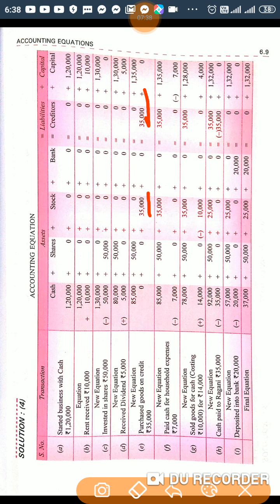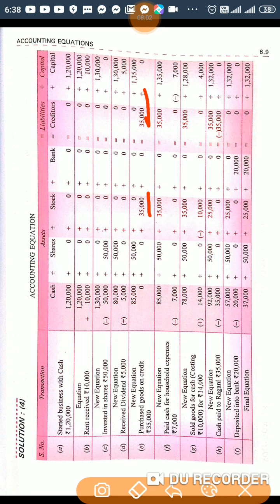So the equation is followed. Now the new equation: cash is 85,000, shares 50,000, stock 35,000, bank 0, creditor 35,000, and capital remains 1,35,000. If you make the total of both the sides, you get to know the balance is now 1,70,000 on both sides.